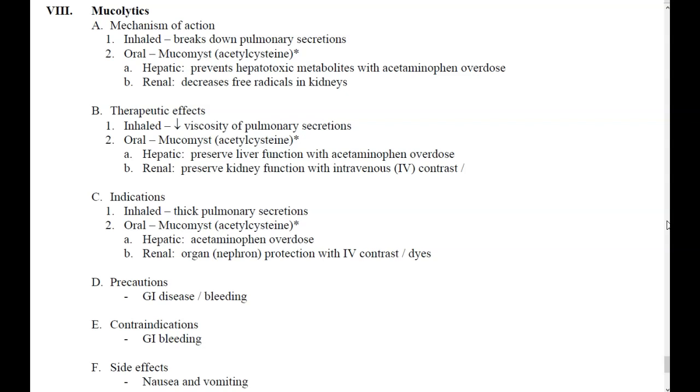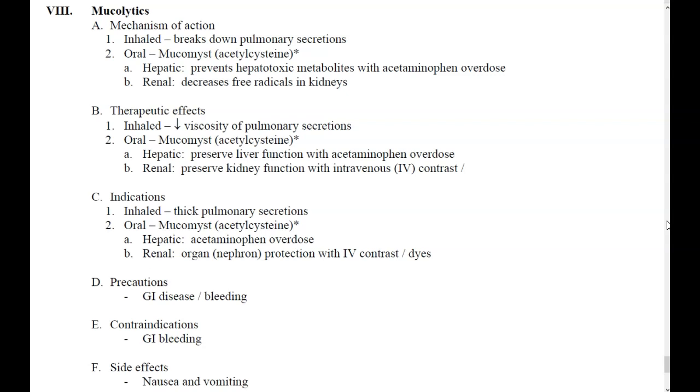Some indications for this medication: again, for inhaled, it's for thick pulmonary secretions, and oral Mucomyst or acetylcysteine, it's for hepatic acetaminophen overdose, and on the renal side, it's for organ protection, mainly when using IV contrast or dyes.